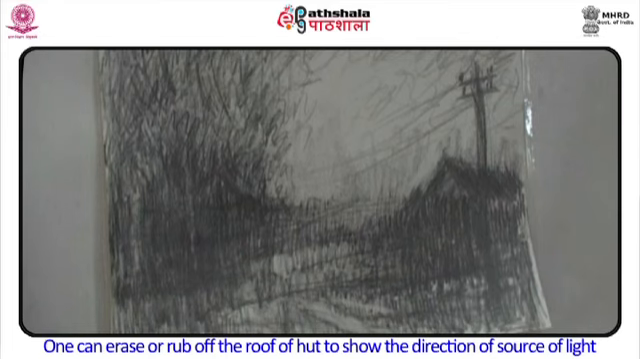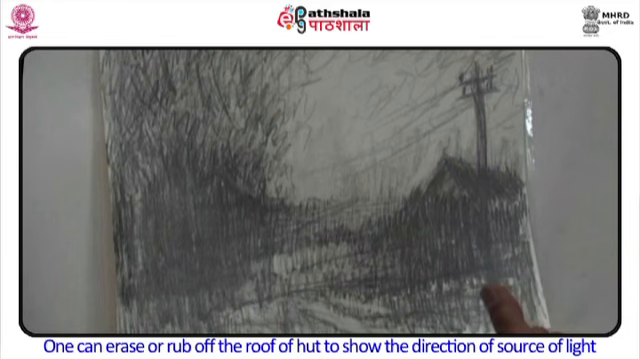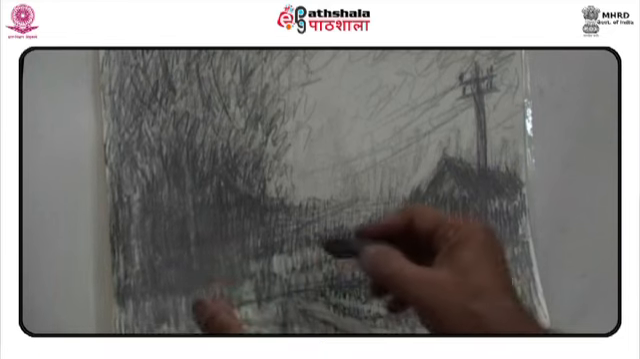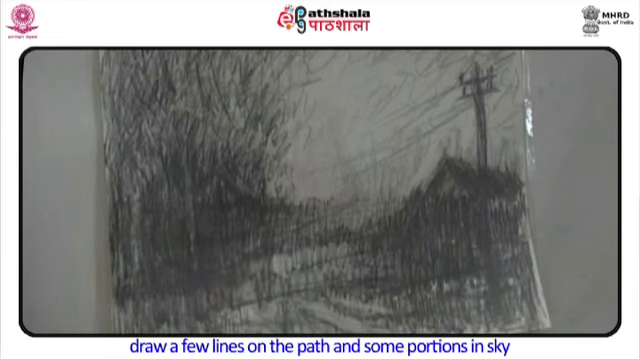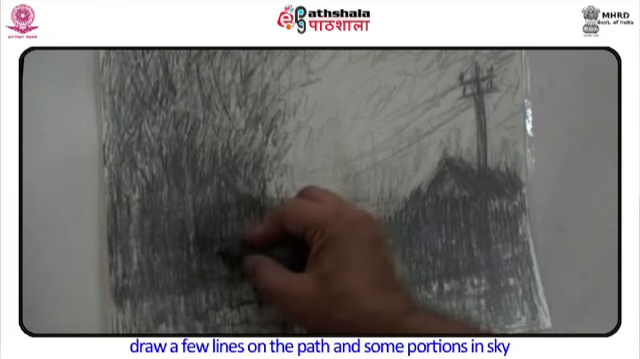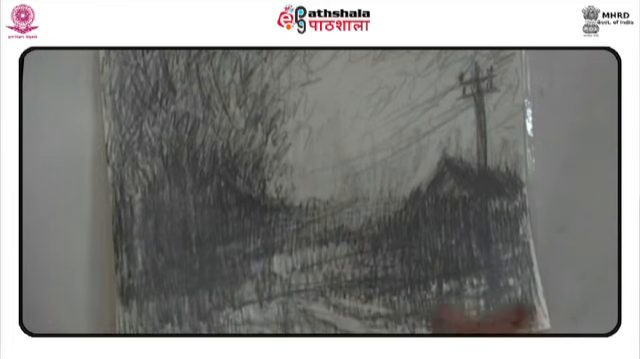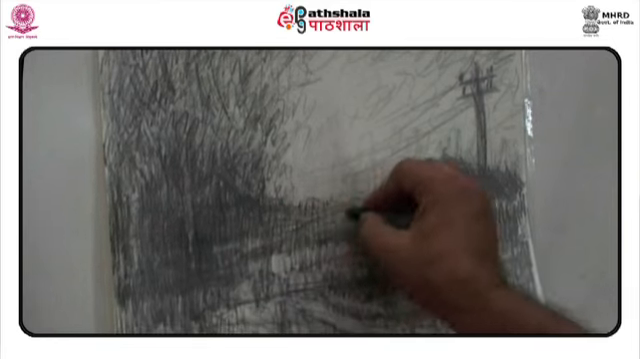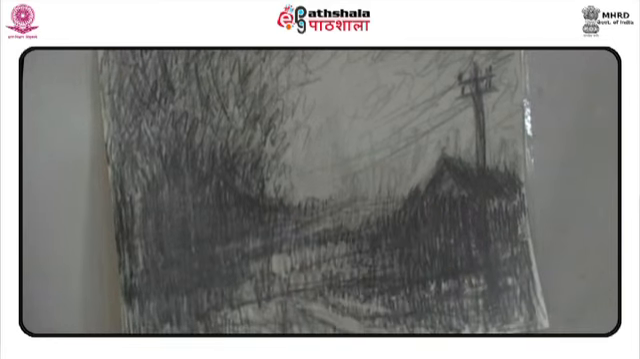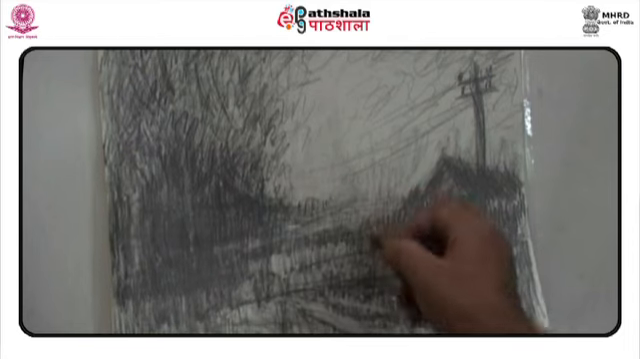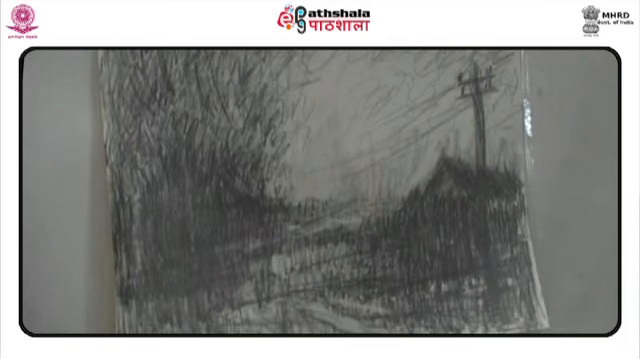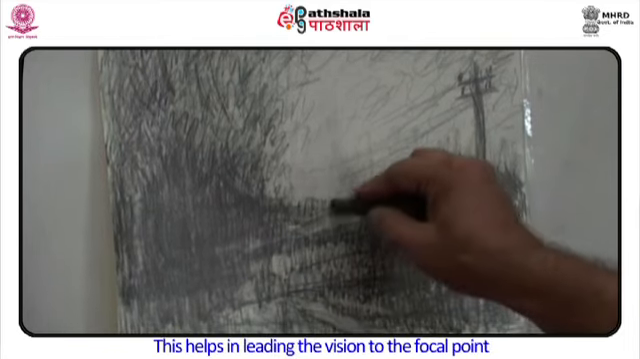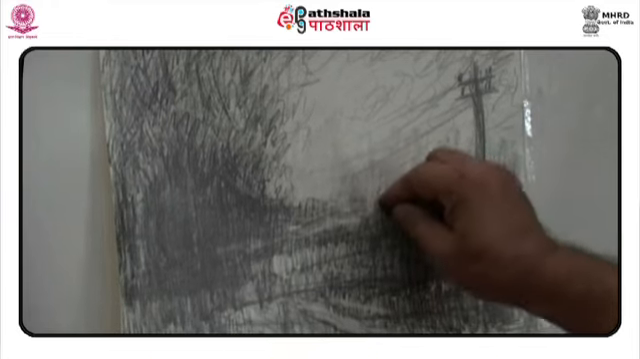One can erase or rub off the roof of the hut to show the direction of the source of light. Draw a few lines on the path and some portions in the sky. This helps in leading the vision to the focal point.